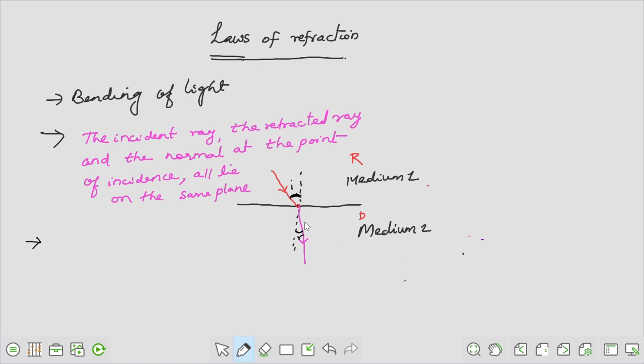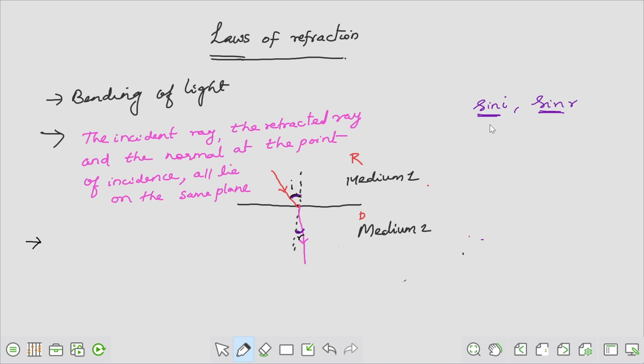Here I'm going to introduce new terms, sin i and sin r. Don't get confused. Sin is a trigonometric function, and you will learn more about trigonometric functions in mathematics. In physics we are using only sin i and sin r. Let us understand what they are. We have the angle of incidence here and the angle of refraction here. Now let's see what sin i is.